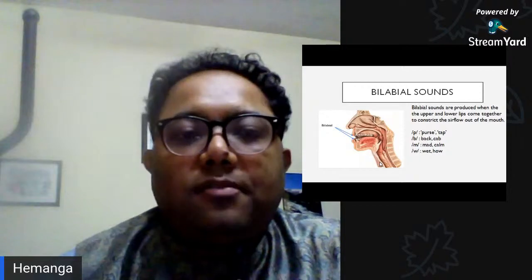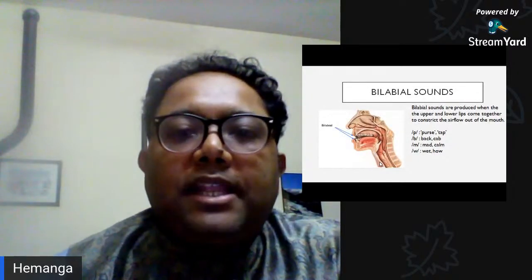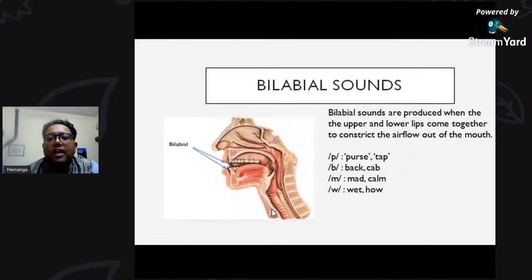So what is bilabial? Bilabial sounds you can see from the pictures. Bilabial means the sounds are produced when the upper and the lower lips come together to constrict the airflow out of the mouth. English has bilabial sounds, p, b. Assamese has bilabial sounds too. If I say pola, ball, the first sound is the bilabial sound. The nasal sound ma is also bilabial. If I say ma, this is a bilabial sound.